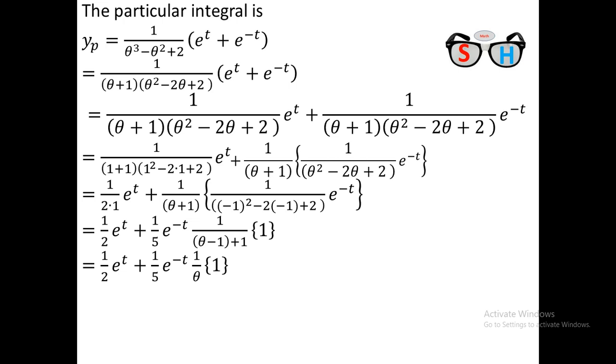1 by theta of 1 means integration of 1, that is t, so it is half e to the power t plus 1 by 5 e to the power minus t into t. This is the particular integral of equation 2. So we see that the particular integral and the complementary function of differential equation 2 are: yp, particular integral, half e to the power t plus 1 by 5 t e to the minus t, and the complementary function was c1 e to the power minus t plus c2 cos t plus c3 sin t, into e to the power t respectively.